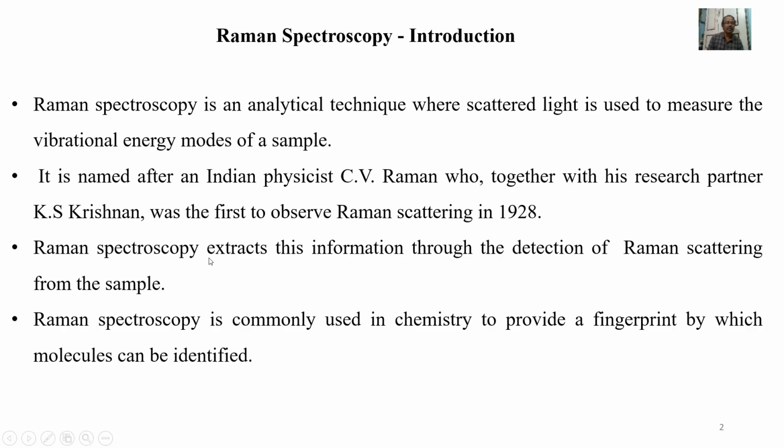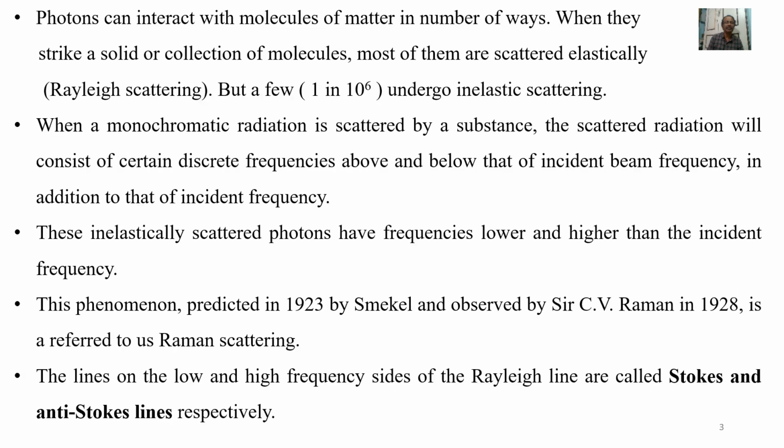Raman spectroscopy extracts this information through the detection of Raman scattering from the sample. Raman spectroscopy is commonly used in chemistry to provide a fingerprint by which the molecules can be identified. Photons can interact with the molecules of matter in a number of ways. When they strike a solid or collection of molecules, most of them are scattered elastically, which we call Rayleigh scattering. But a few, 1 in 10 to the power 6, undergo inelastic scattering.